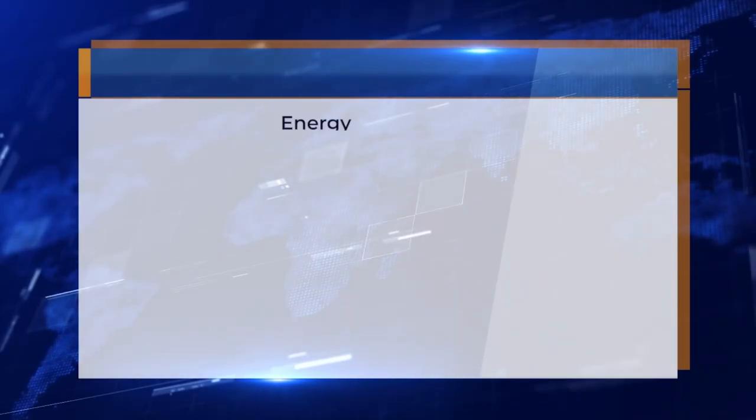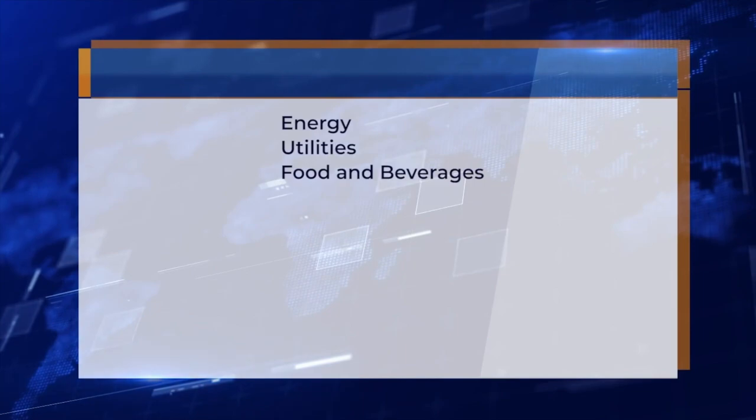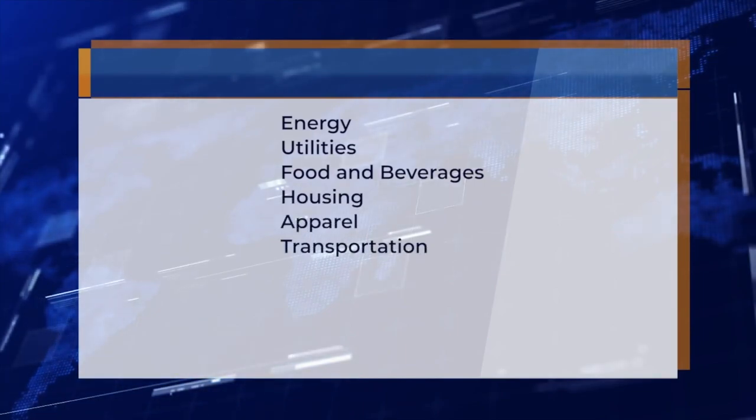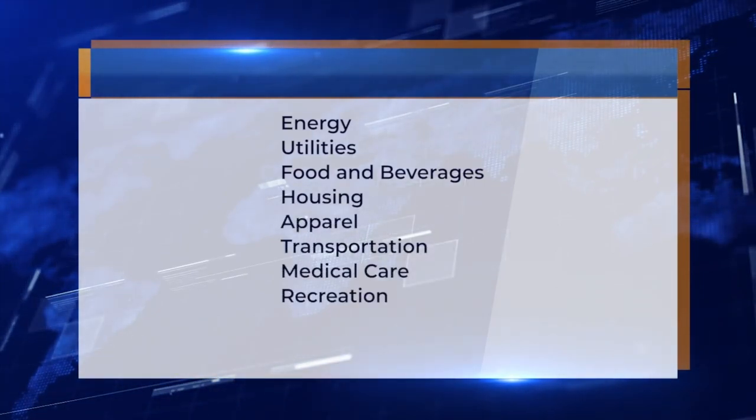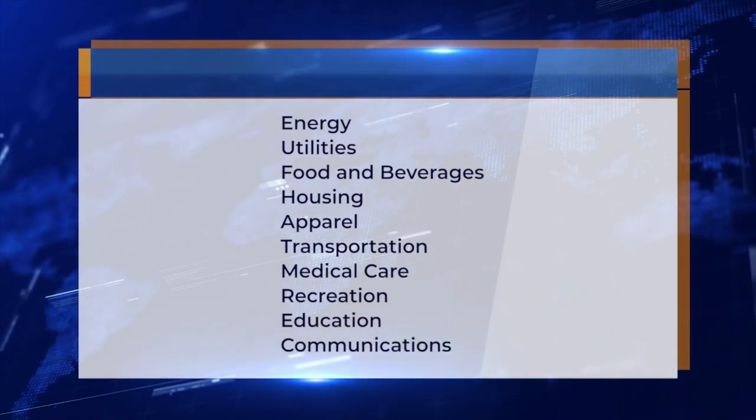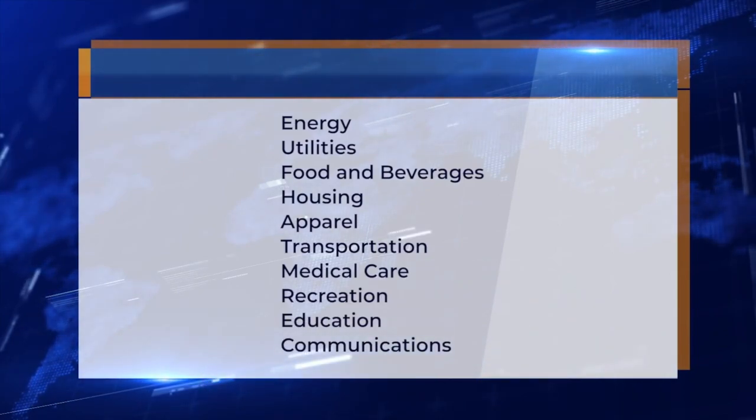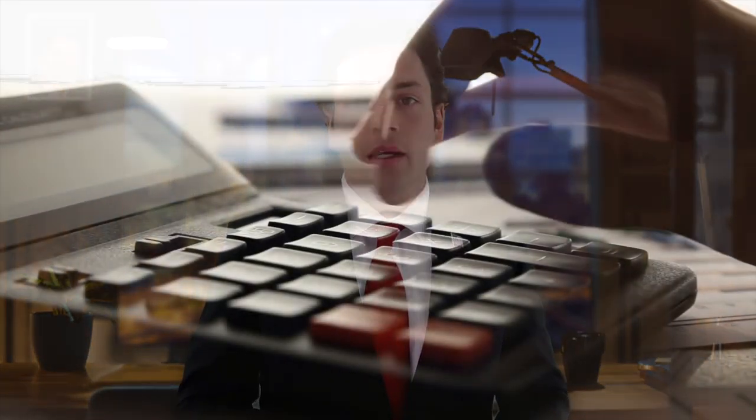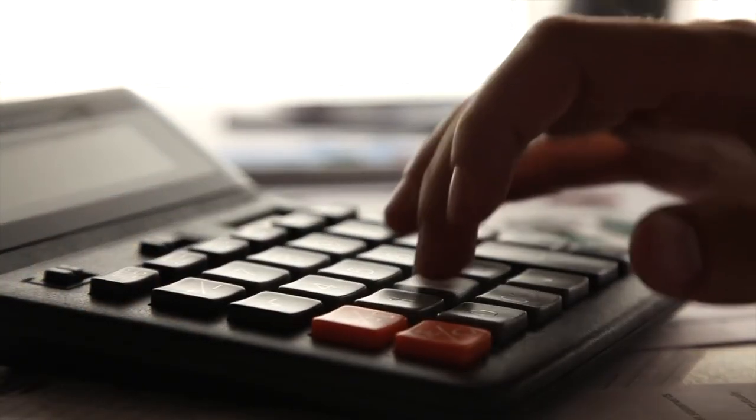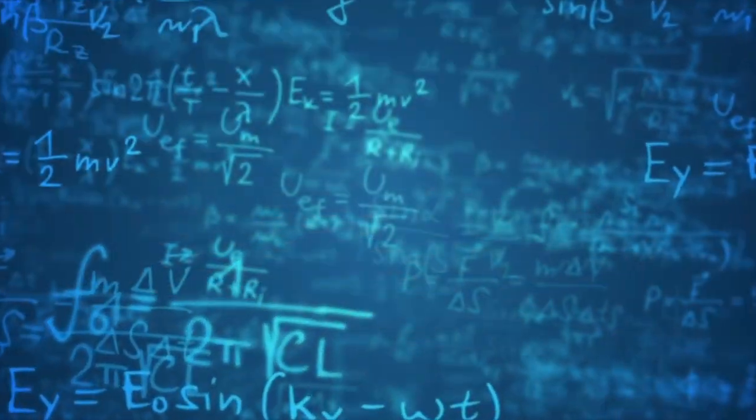What goes into the basket is determined by the Bureau of Labor Statistics and covers a variety of different sectors. These include energy, utilities, food and beverages, housing, apparel, transportation, medical care, recreation, education and communications, and other goods and services. The index then tracks the change of the price of this basket each month. Changes can be calculated month to month or year over year.